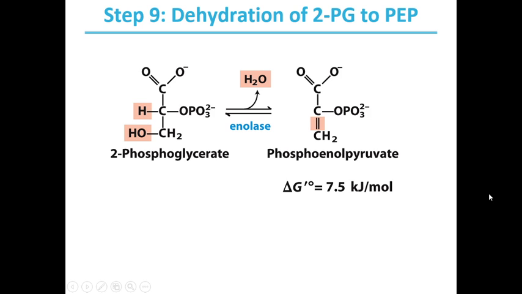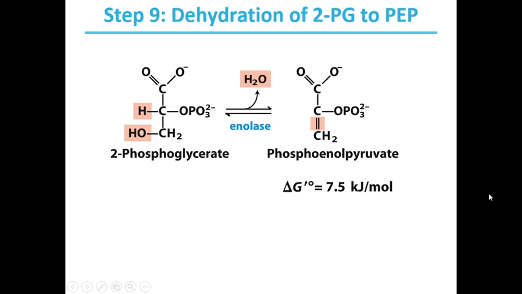Step 10 of glycolysis. Step 10 involves the conversion of phosphoenol pyruvate to pyruvate. And this is catalyzed by the enzyme pyruvate kinase. Pyruvate kinase uses magnesium cofactor and ADP and transfers the phosphate from phosphoenol pyruvate to ADP, resulting in the formation of ATP. The rationale for this reaction is a substrate level phosphorylation to make ATP.